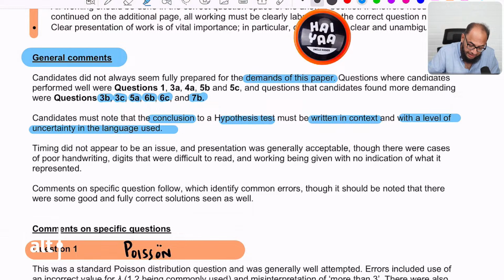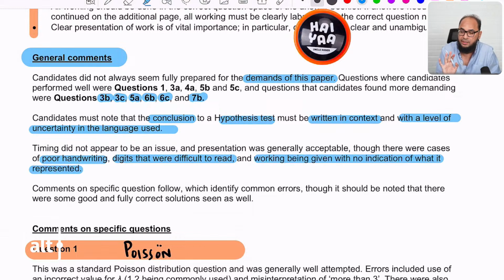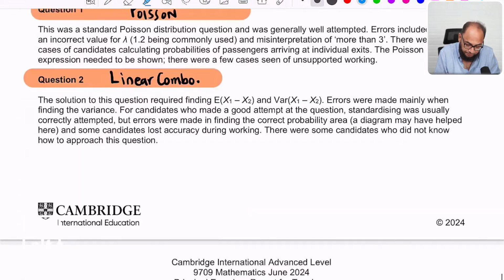Timing did not appear to be an issue and presentation was generally acceptable, though there were cases of poor handwriting, digits that were difficult to read, and being given no indication of what it represented. I mean, the last part is pretty sarcastic. Comments on specific questions follow, which identify common errors, though it should be noted there were some good and fully correct solutions seen as well.